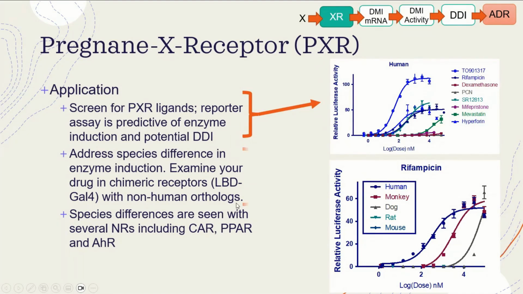Now, what you can do as well is you can look at species differences. So we can take these reporter assays and we can design them for specific non-human orthologs. So you can say, well, did my animal study, was that reflective of human drug-drug interactions? And you can do that by looking at the PXR constructs from the monkey, dog, rat, and mouse.